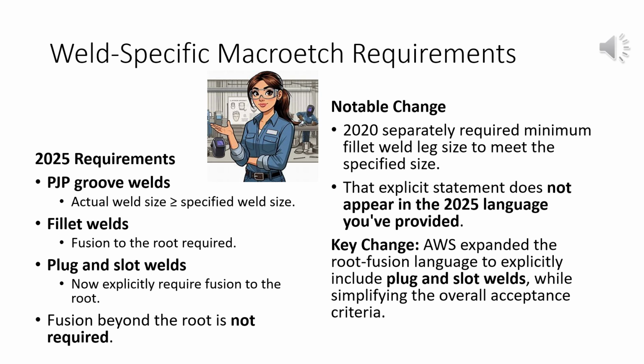There's another interesting difference. The 2020 edition explicitly stated that the minimum fillet weld leg size had to meet the specified fillet weld size. That separate statement is no longer present in the 2025 language we're comparing here. So overall, this section has been simplified and reorganized, with plug-and-slot welds explicitly brought into the root fusion requirement.